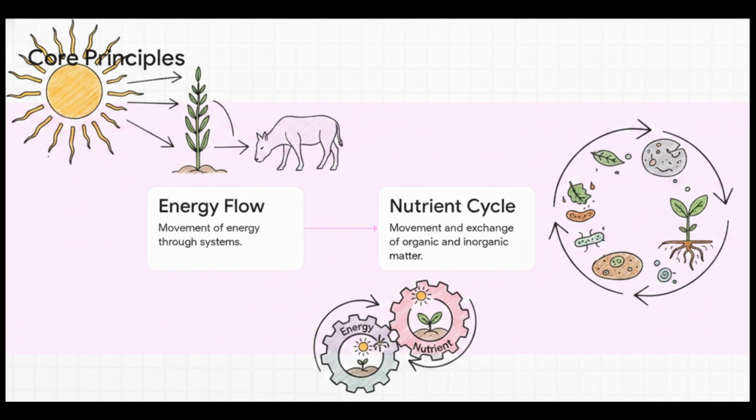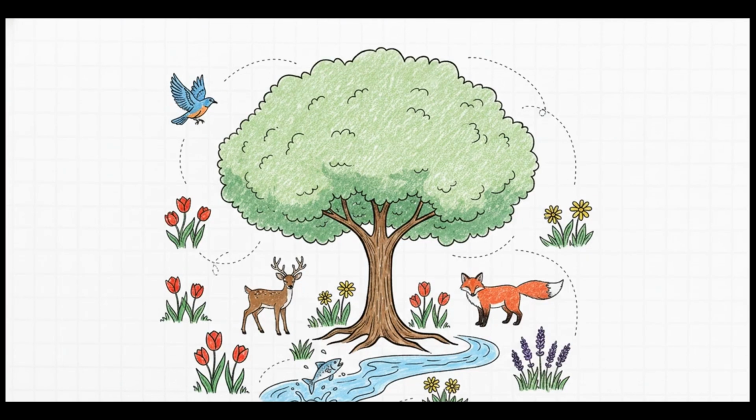Step 2 is nutrient cycling, which is the movement and continuous exchange of organic and inorganic matter. So energy flows linearly, in a straight line through the system, while nutrients just endlessly recycle within it. Together, they are the twin engines driving every single ecosystem on Earth. And what happens when that great planetary engine hums along perfectly? We get biodiversity. This is the incredibly complex variety of life thriving within the biosphere.